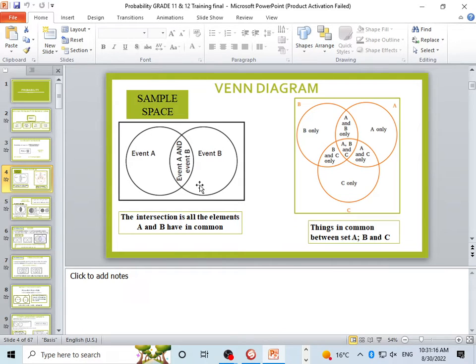this one shows a Venn diagram. This represents the space for event A. This represents the space for event B. Now, I want to explain this to you by your subject choices. Okay. For example, if we have to take the learners who chose maths or maths lit, that would be mutually exclusive. That means you can only have maths or you can have maths lit. Those two circles can't cross each other.